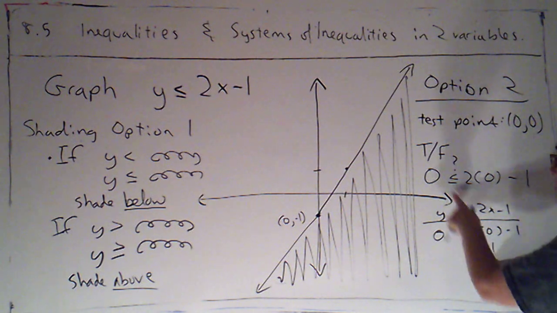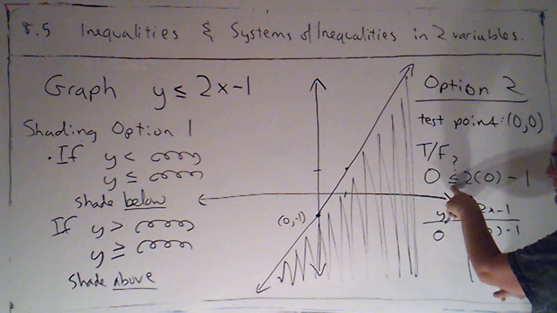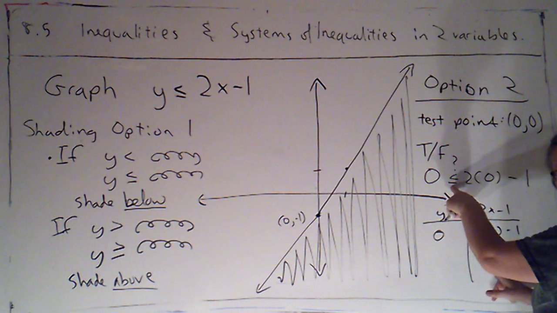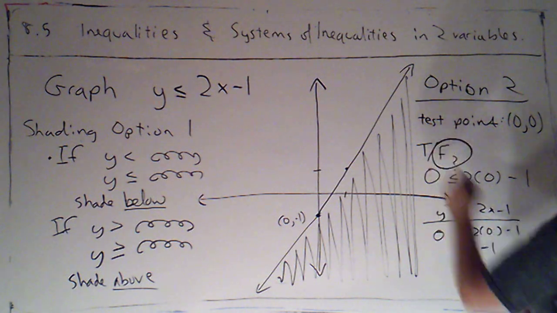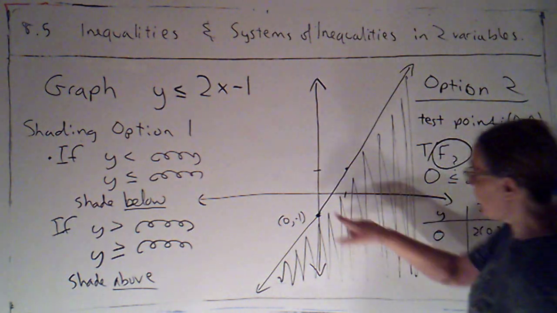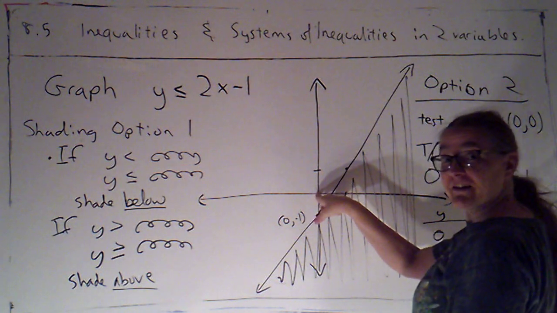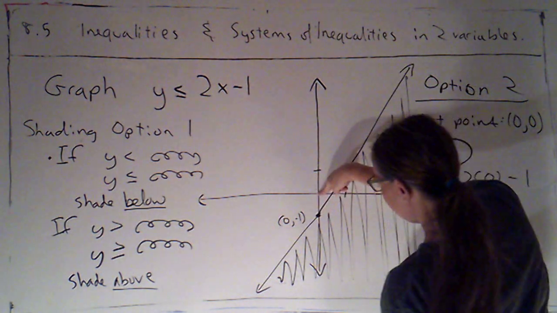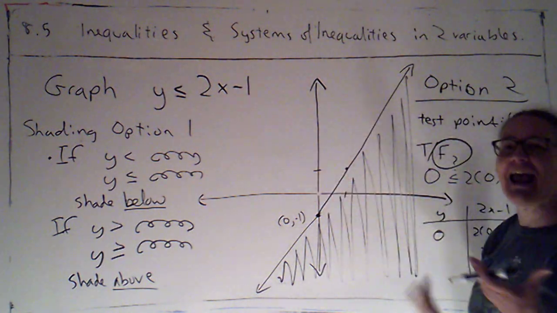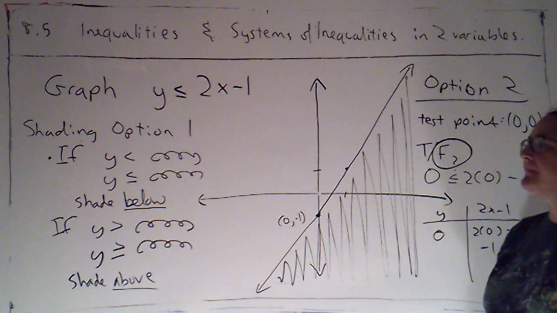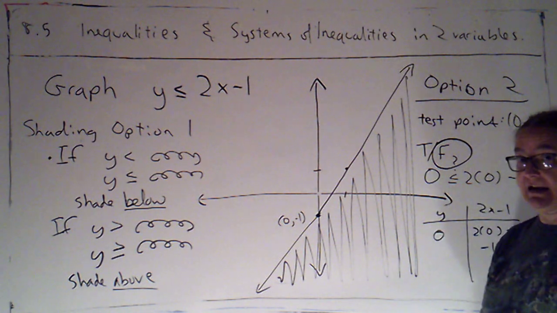Is it true that 0 is less than or equal to negative 1? No. Negative 1 is smaller. Negative numbers are smaller than 0. So that would be false. So if I put my finger here at the origin, which was my test point, that's on the side of the line that I don't want to shade. So then I can say, oh, so I must want to shade the other side, and that's what I would do. Okay.